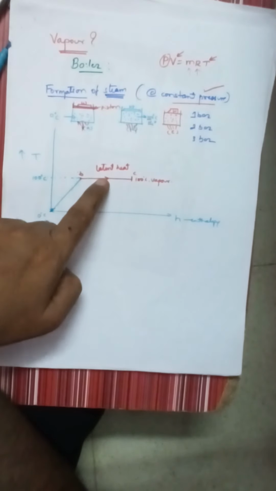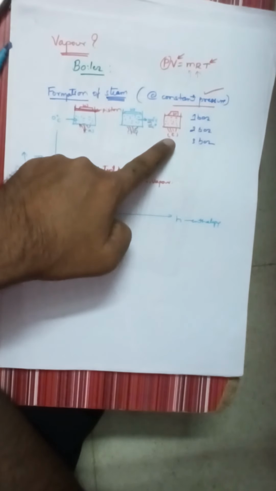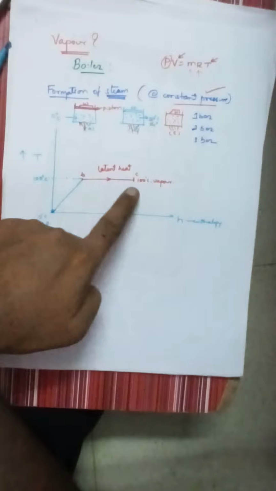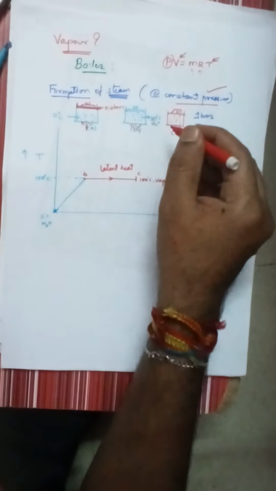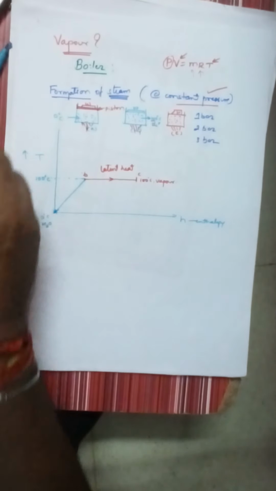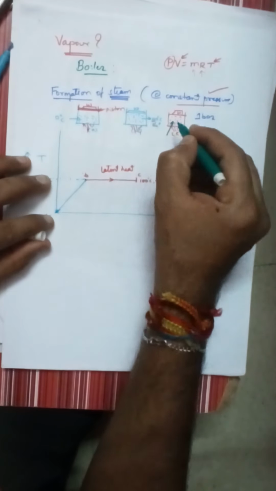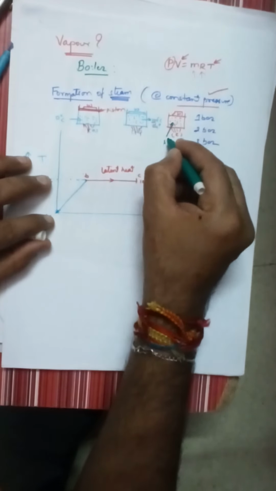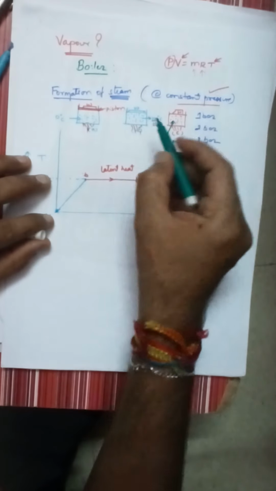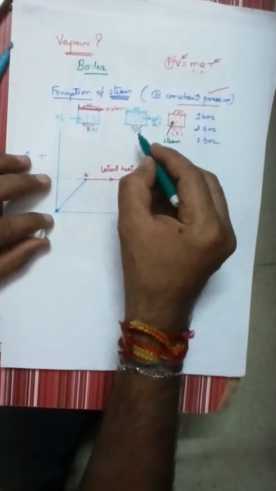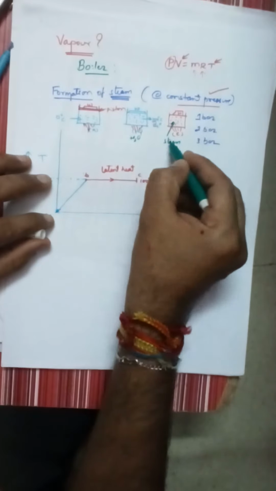Latent heat is the amount of heat supplied to any substance in which the temperature is constant. Temperature is constant, but dear students, here there is one change. At point C, it is not water now, it is steam. So there is a change of phase from water to steam or water to vapor.